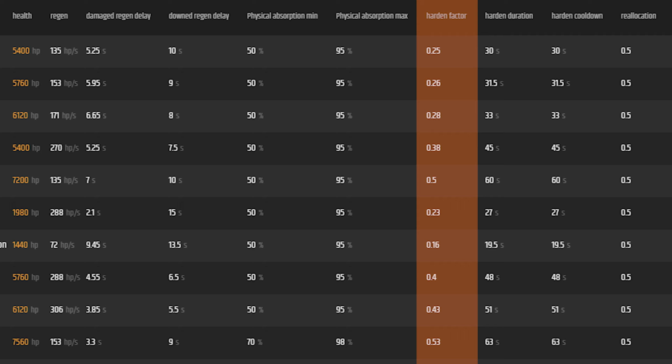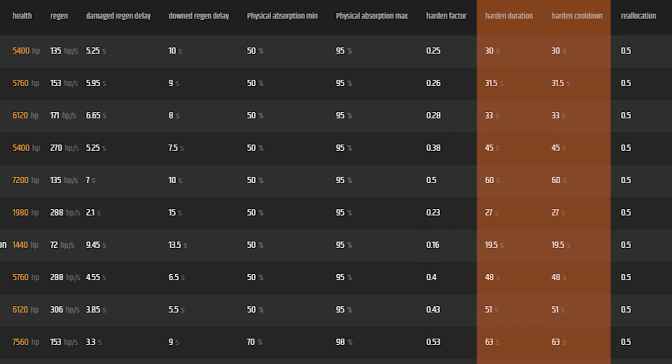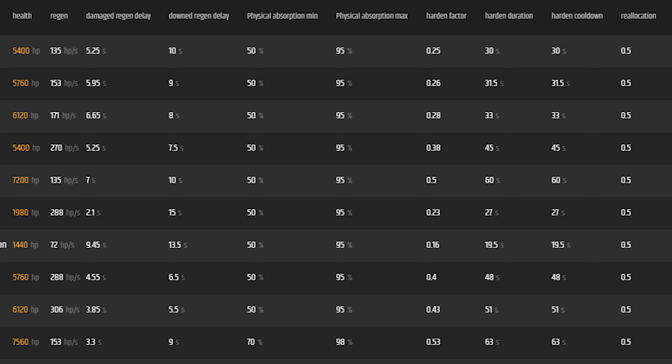This is a percentage value, so a 0.25 hardening factor translates to an additional 25% hit points on that shield face. Harden duration is the amount of time that the shield face remains hardened, with the harden cooldown being how long before you can harden the shield face again.